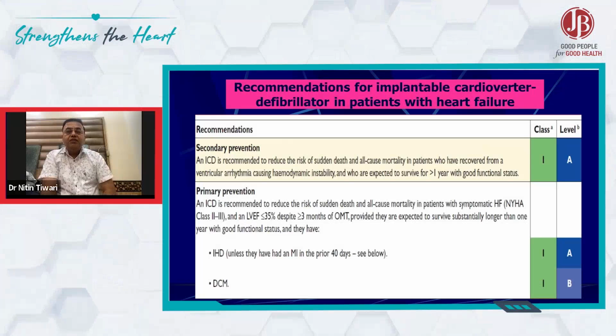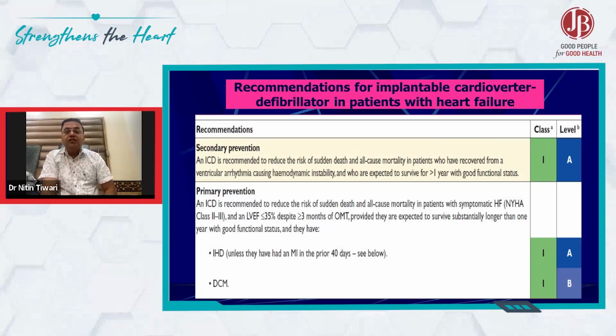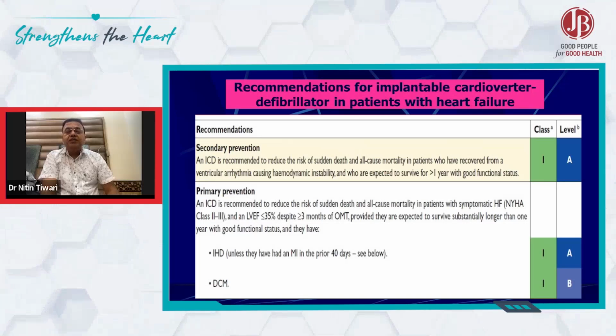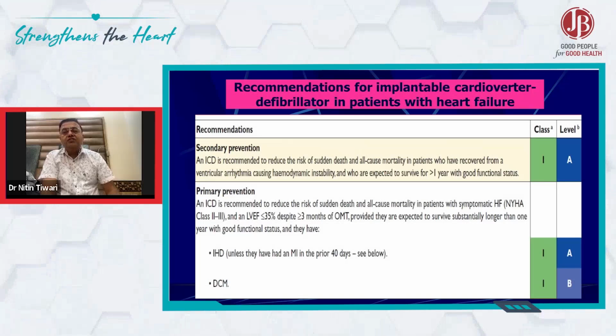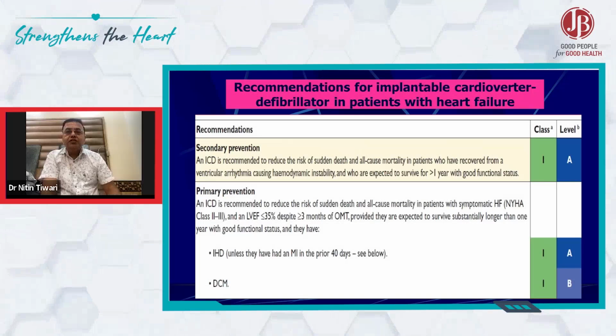An ICD is recommended to reduce the risk of sudden death and all-cause mortality in patients with symptomatic heart failure with ejection fraction less than 35%, after more than 3 months of optimal medical therapy, provided they are expected to survive more than 1 year. Generally in MI patients, you have to wait at least 40 days and then only look at the ejection fraction and then put an ICD. Or if the patient has dilated cardiomyopathy, then also if the ejection fraction is less than 30-35%, you can put an ICD to prevent sudden cardiac death in such patients.